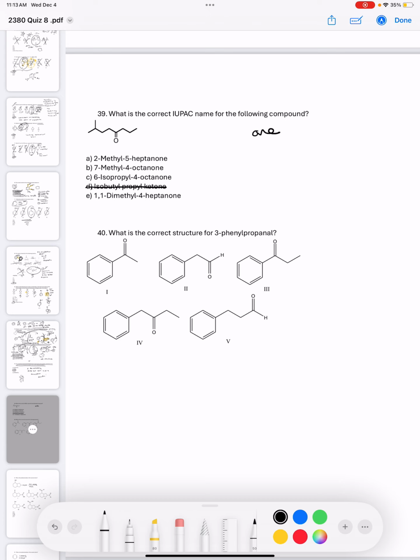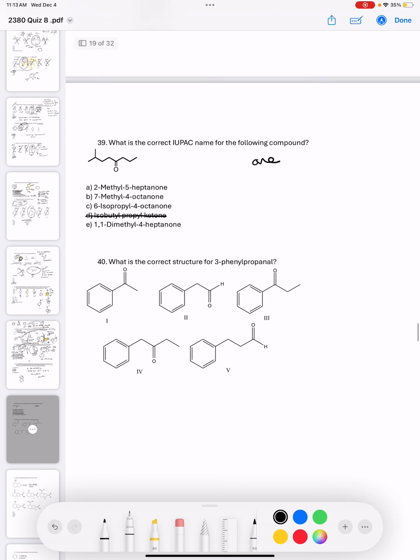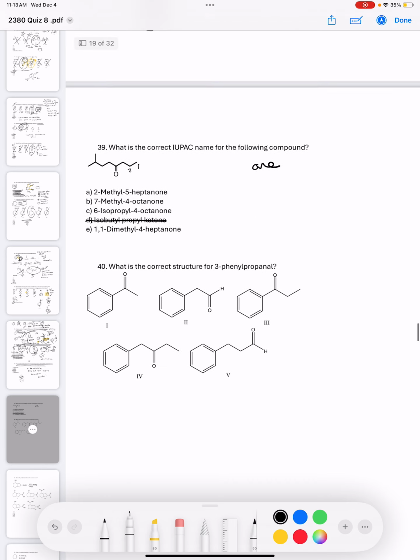And now all these, there's heptanone, octanone, so if I can decide if there's 6 or 8 in the parent chain, that will help me out. So I'm going to go ahead and number this. 1, 2, 3, 4, 5, 6, 7, 8. So it's not going to be heptanone because that's 7. So it has to have 8. So it's one of these two. So now if you can just decide between these two, what is it going to be?